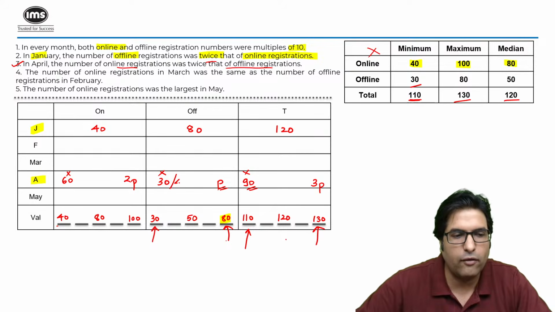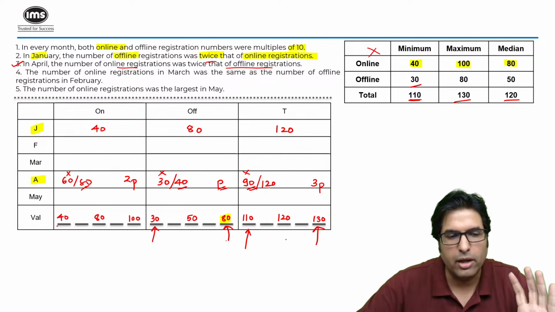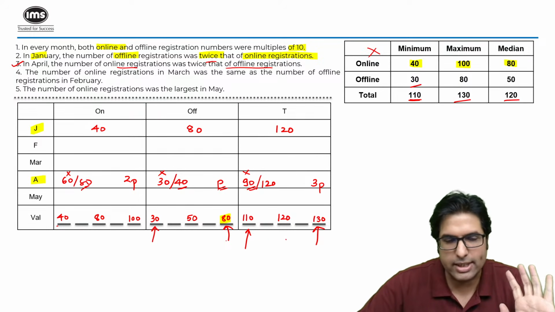Can we have a value of 40? Let's try it. If this is 40, this will be 80. The total will be 120. Is 120 possible? Yes. Is 40 a possible value here? Yes. Minimum is 30, max is 80, 40 is acceptable. 80 is also acceptable. So 40, 80, 120, this is acceptable.